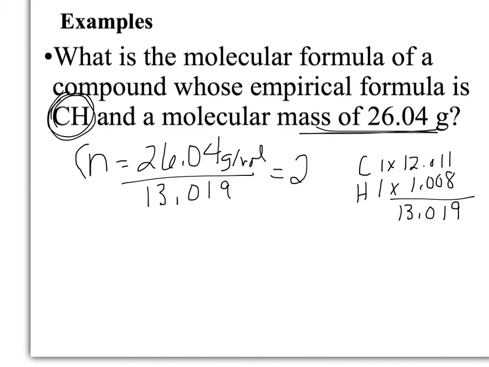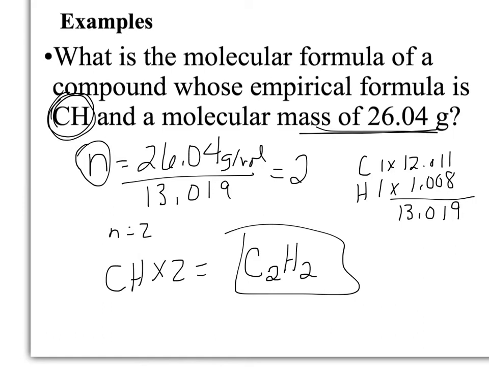Now we take that N equals 2, and we multiply it by our empirical formula. So this is our empirical formula. We're going to multiply it by 2. And what would that give us? How many C's? 2 C's and 2 H's. That is our molecular formula. Does that make sense, how you calculate that part?